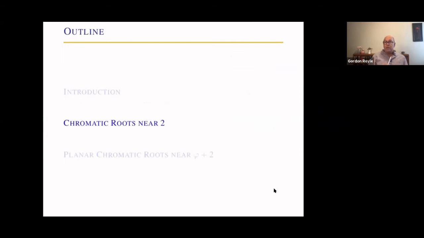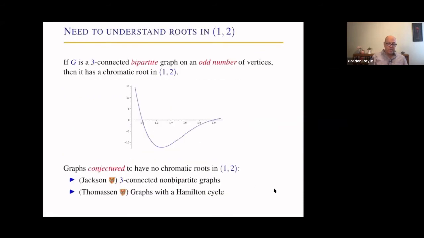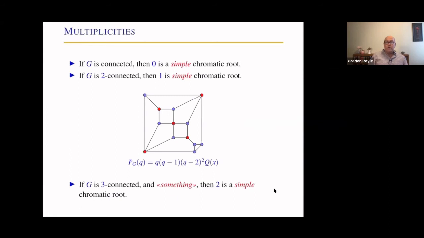Okay, so I'm going to tell two stories now. I'll have to be quick though. Chromatic roots near 2. This is one of the things that I've worked on over several years. Here's a little problem. If G is connected, then 0 is a simple chromatic root. That's easy to show. If G is 2-connected, then 1 is a simple chromatic root. That's also easy to show. What I want to say is if G is 3-connected, then 2 is a simple chromatic root. But that's not true. Here's a 3-connected graph that has a chromatic root at 2 of multiplicity 2.